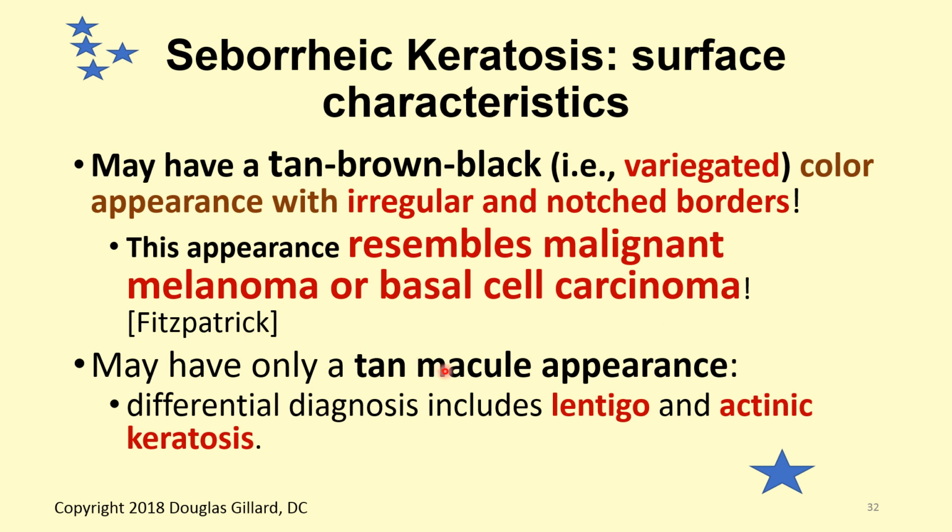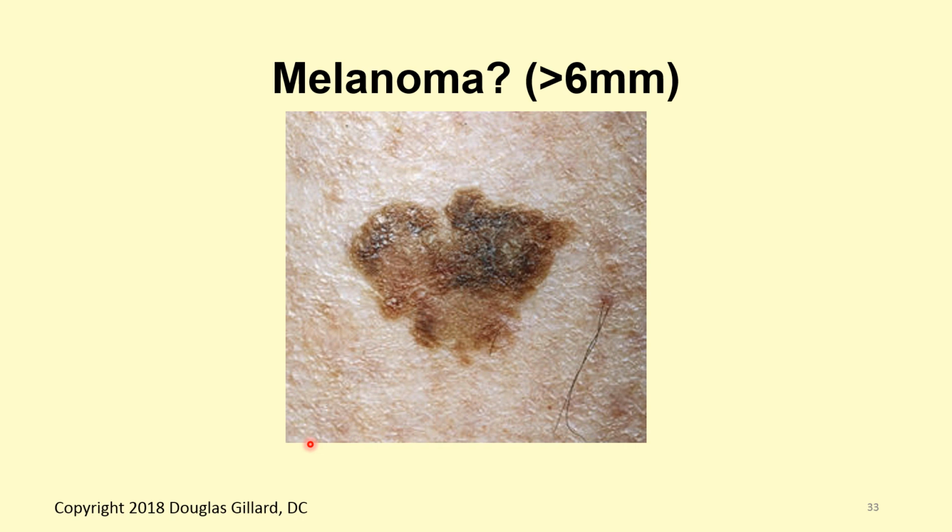Okay, if they only have that tan appearance when they're first starting out, that's easy, but you can still get them confused with lentigo or even AK, actinic keratosis. They have a more yellow tint, as we'll look at those in a minute. So here's a lesion greater than 6 millimeters. That's probably 8, 9, 10 millimeters across. What would you do with that one? You'd have to refer it out, right?